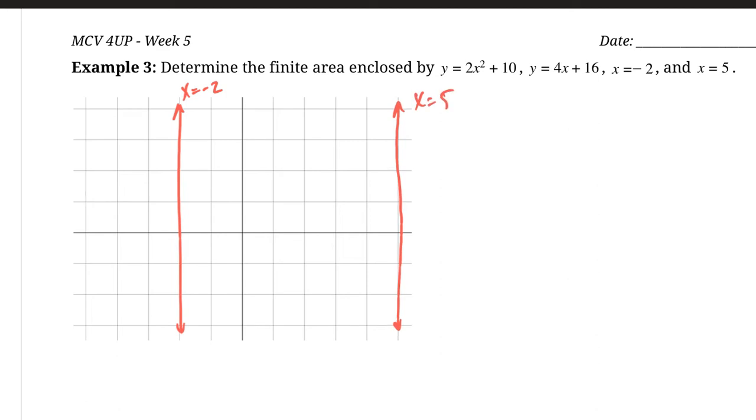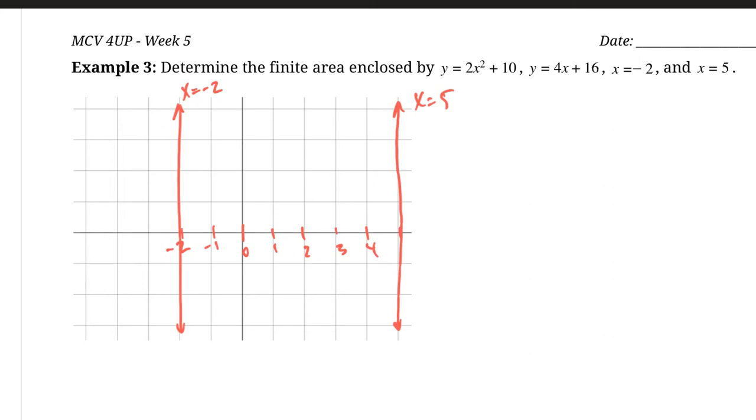So we know that those are probably going to be sort of the boundaries of our integral, right? Now we have the other ones, 4x plus 16 and 2x squared plus 10. And you notice that these have big numbers involved, so the scale of 1 isn't going to really work here. I set this to 0, 1, 2, 3, 4.